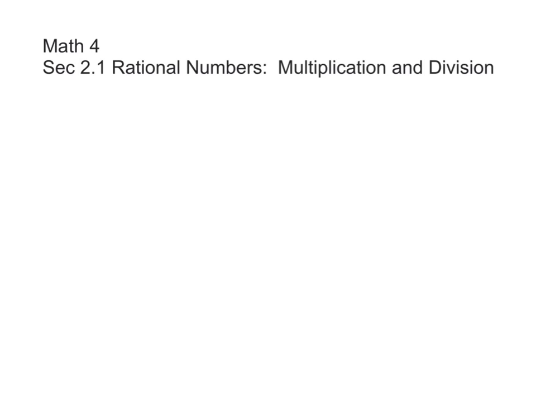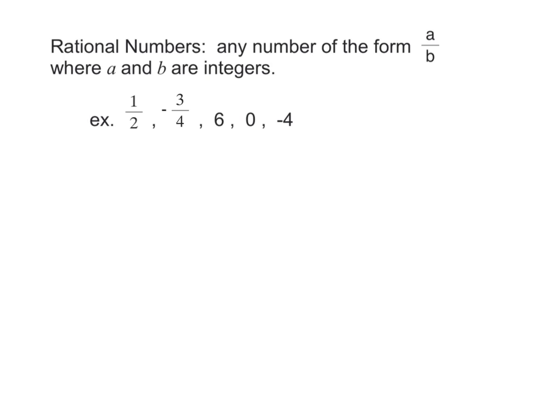Section 2.1 talks about rational numbers, the multiplication and division of those numbers. First of all, a rational number is any number of the form a divided by b, where a and b are both integers. We think of rational numbers as fractions. Some examples are shown here, like 1/2, -3/4. But then even the numbers 6, 0, and -4 also are considered rational numbers.